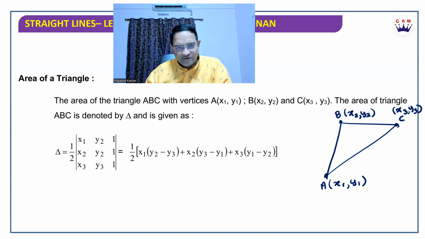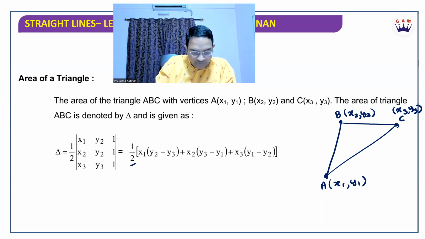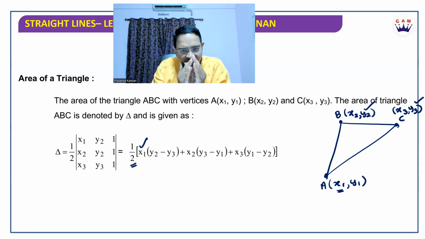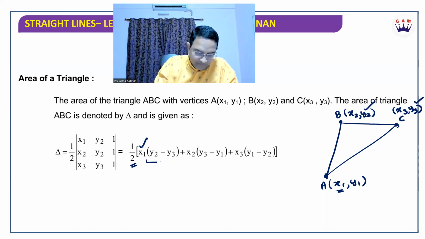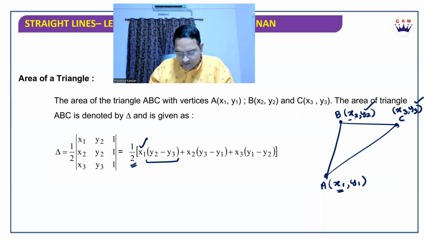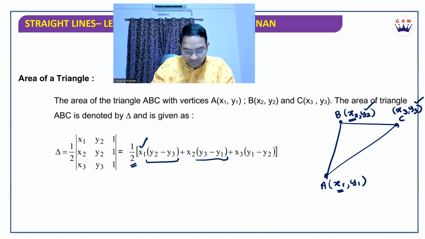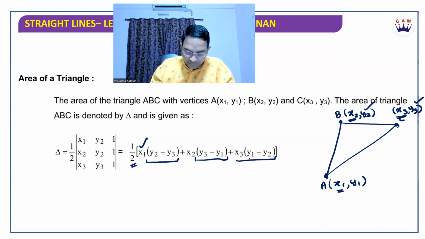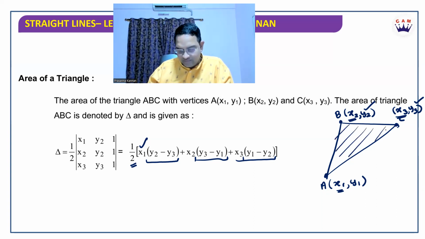Okay. So the formula for finding the area of the triangle is what? Half into, take the first x coordinate, x1 into the difference of the other 2 y coordinates. When you're taking x1, it is y2 minus y3. Okay. Plus, next you go to the second x coordinate. It is x2 into y3 minus y1. Okay. Then finally plus x3 into y1 minus y2. Clear, students? And a half in the front. So this gives you the area of this triangle. All right.